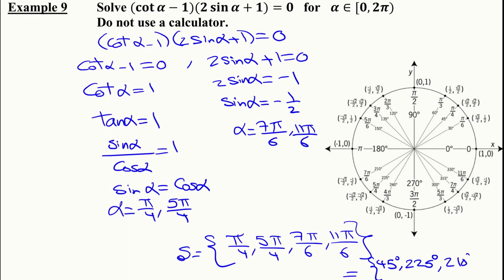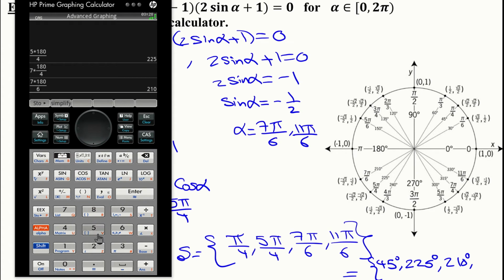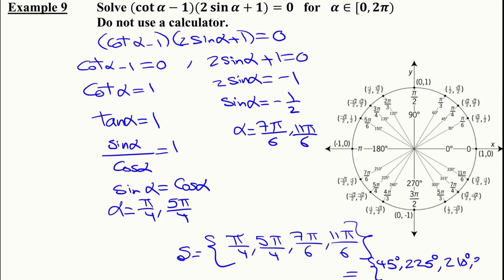These do not have to be in order. Sets are not ordered. It's nice to put them in order, but they don't have to be. And finally, we have 11 pi over 6. So I can actually cheat a little bit here, and that's one of the nice things about these advanced calculators. So we get 11 pi over 6, which is 330. So had they requested the answers in degree measures, we could have handled it very easily as well.